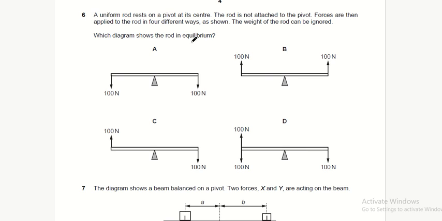Okay, to be in equilibrium, we will choose A, because here the moment from this force and from that force are in the same direction, so there is no equilibrium here, and here the forces are upward and there is no balance with the force downward.